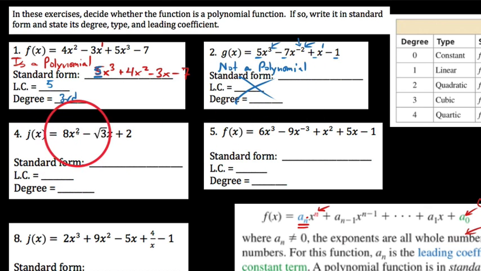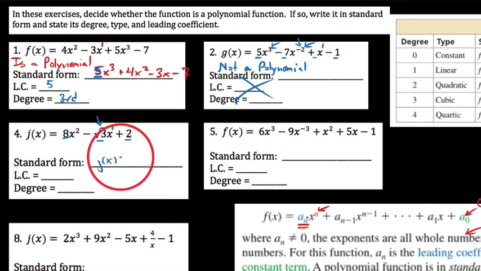Looking at this one here, j of x, we have 8x squared minus root 3x plus 2. So we've got three terms here. Again, check your coefficients out. Are they all real numbers? And I would say that because we're taking a square root of a positive right here, well, that's definitely real. So as much as I maybe don't know the square root of 3 off the top of my head, it's still real. And looking at all of our exponents, they're all non-negative whole numbers here. And so we would say that yes, this is a polynomial function.